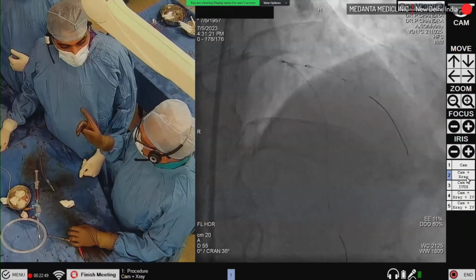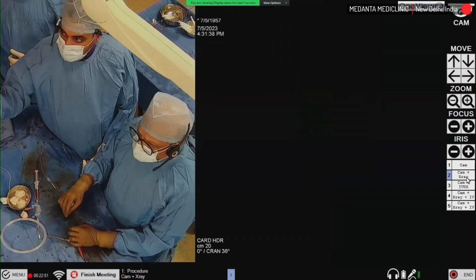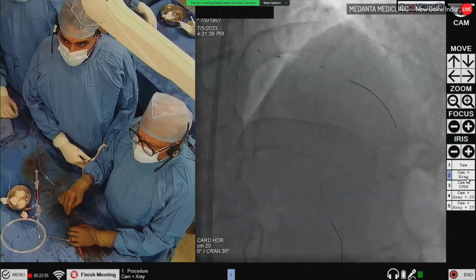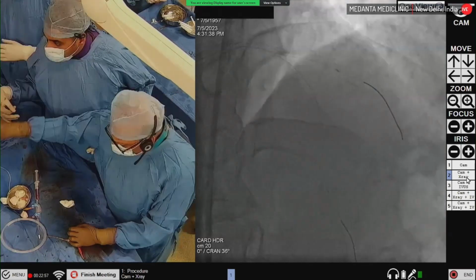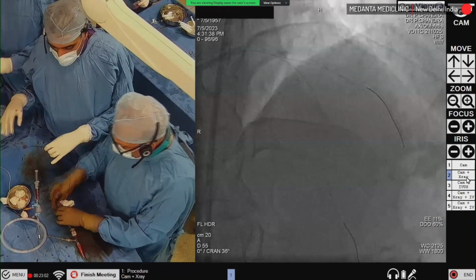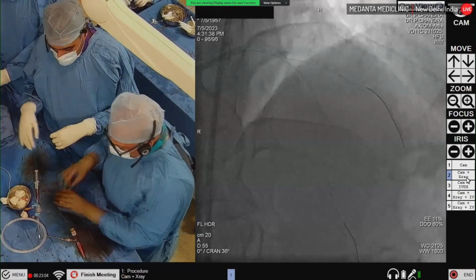So do you want to take a cutting balloon here? Yes, it will also help in treating the circumflex. So we'll prepare. We can take a 2.25 cutting balloon, but first we will dilate the LAD with the same balloon. And I'm taking this.